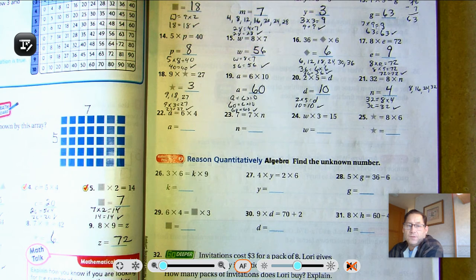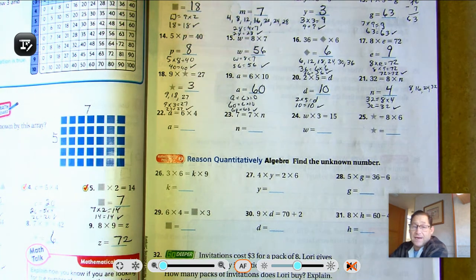6 times 4 is what? Okay, I'm going to revert to previous chapter and know that 6 times 4 is the same as 6 times 2 doubled. So 6 times 2 is 12, and 12 plus 12 is 24.